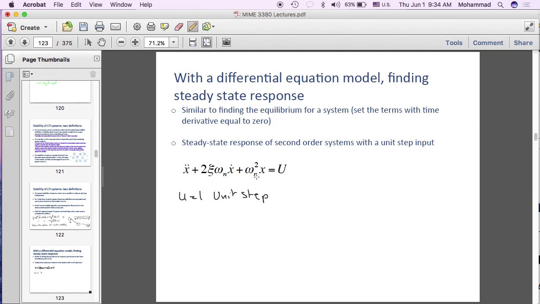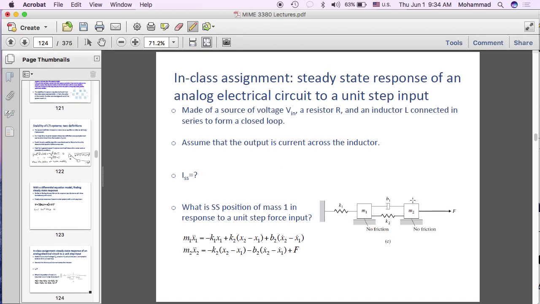for this differential equation, you can see what is left is omega n squared x steady state equals 1, which then immediately follows that x steady state is 1 over omega n squared, whatever this differential equation is representing. So fairly straightforward. Why don't we now apply this to a model that we developed?